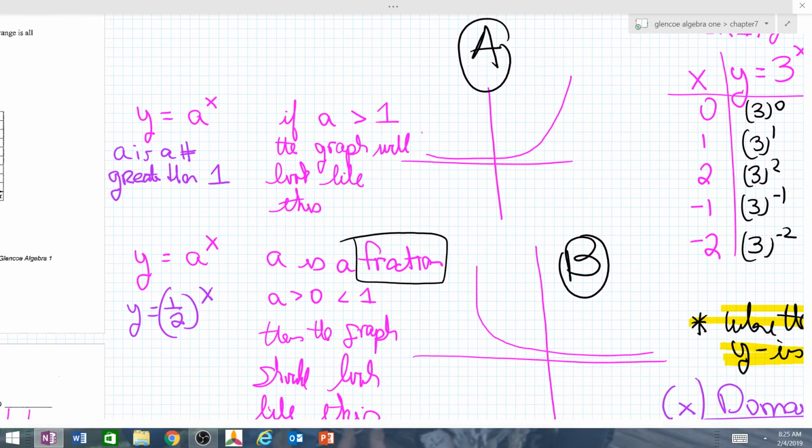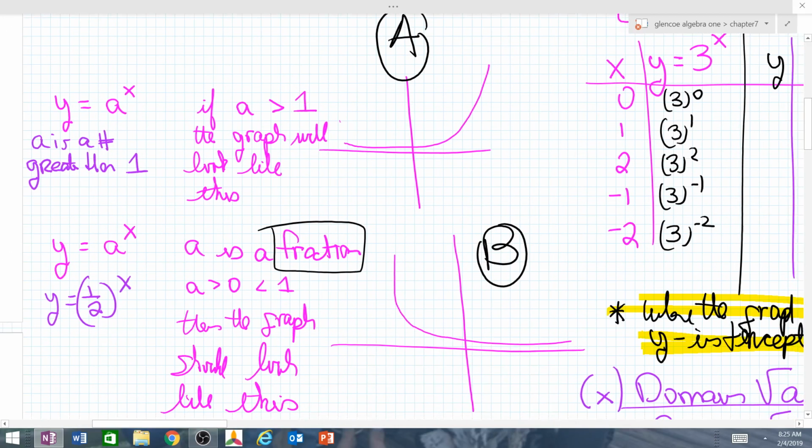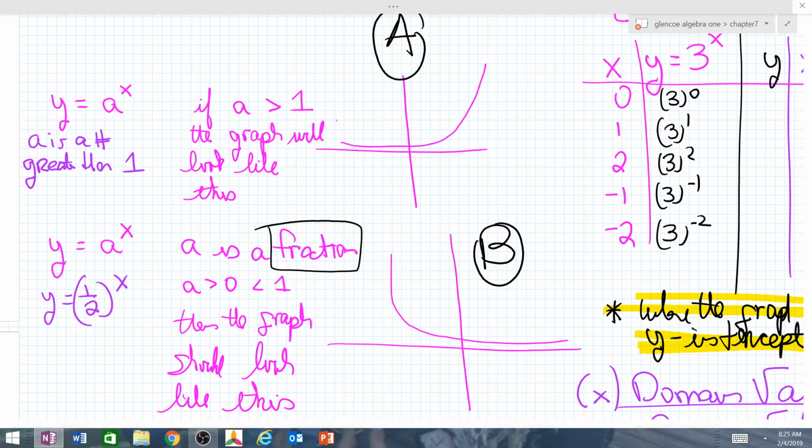Now, underneath it, if a happens to be a fraction, any fraction, 1/10, 1/16, 1/4, 1/3, 1/2, then the graph is going to open the other way, the opposite direction. This graph actually never ever touches the x-axis. However, it becomes extremely close.